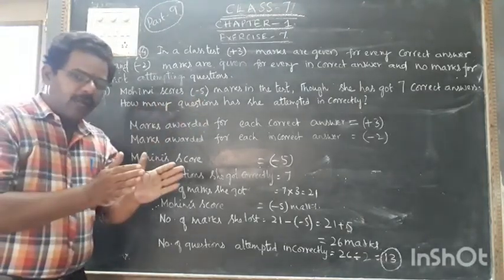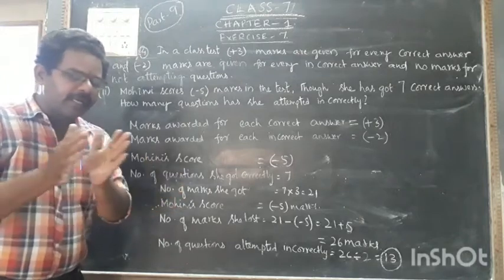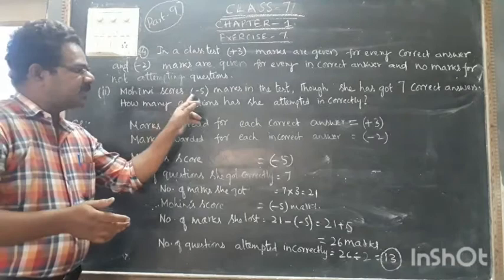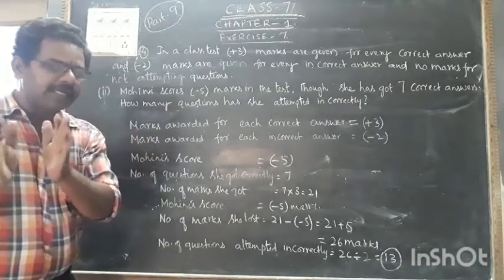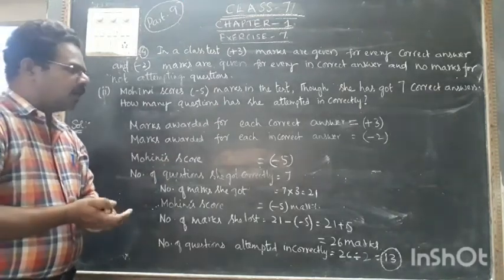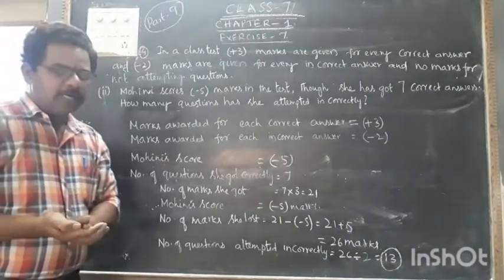That means 21 marks she got, and at the same time, minus marks she got. After that, minus 5. Minus 21 to minus 5, that is equal to minus 26 marks she got as wrong answers.